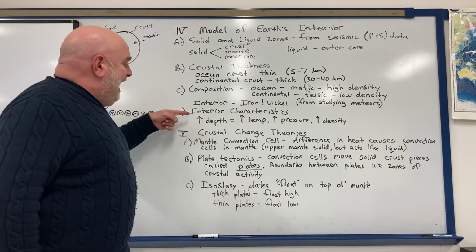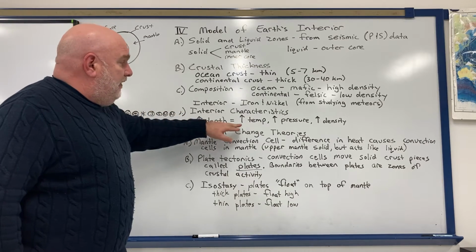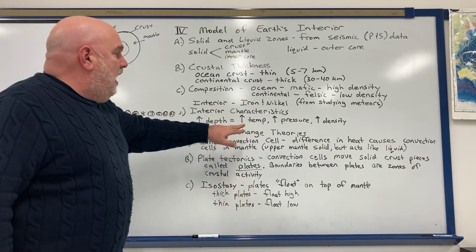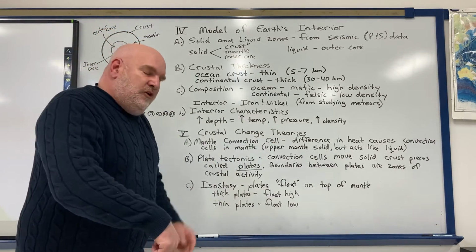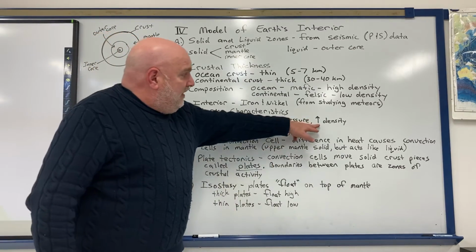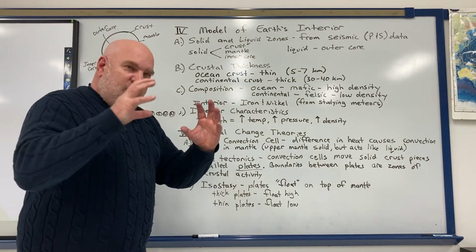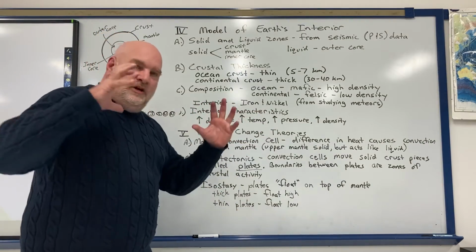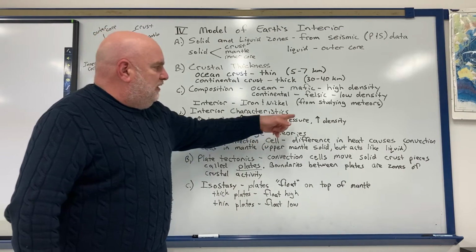Now, as we go down in the Earth, what we find out is the farther down we go, the temperature gets hotter, the pressure gets higher, which makes sense because the farther down you are, the more stuff there is above you pressing down on you, and it becomes more dense. Right? More dense things kind of work their way towards the bottom. Plus, there's a lot of pressure pushing on it as well. So the deeper you go, the hotter, more pressure, and more dense it is.